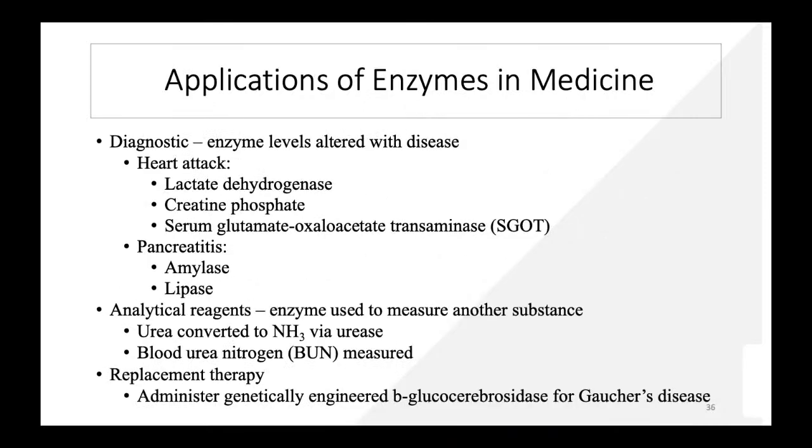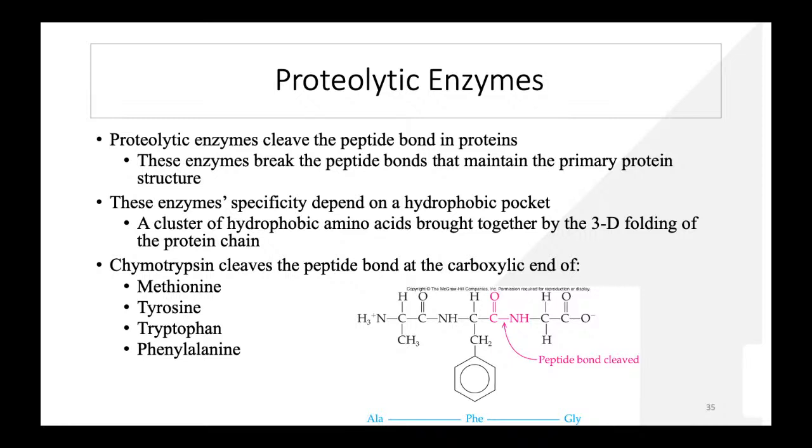Now proteolytic enzymes. Proteolytic enzymes are the ones which cleave the peptide bonds in proteins, in order to break down the primary structure of protein. These enzymes' specificity depends upon the hydrophobic pocket, a cluster of hydrophobic amino acids brought together by 3D folding of the protein chain. For example, chymotrypsin cleaves peptide bonds at the carboxylic end of methionine, tyrosine, tryptophan, phenylalanine. So we have alanine here, phenylalanine here, glycine here. The peptide bond that is made here could be broken with the help of enzymes like chymotrypsin.